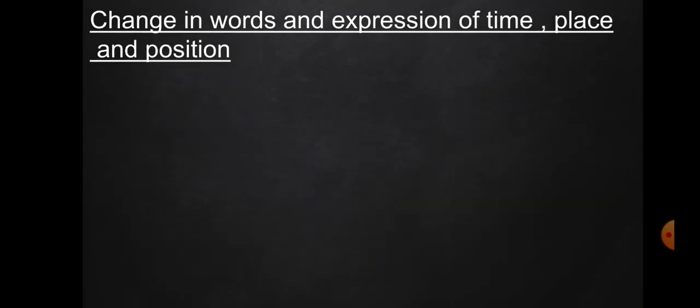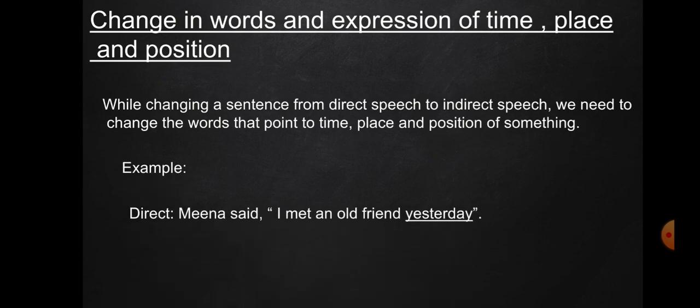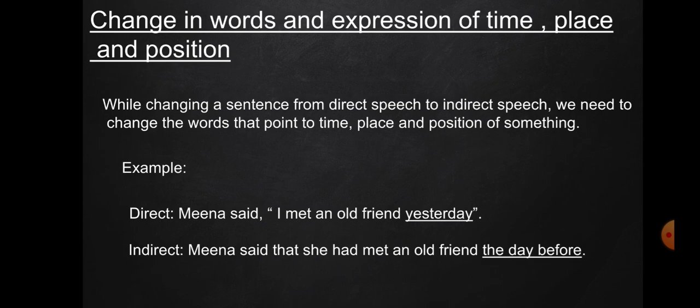Change in words and expressions of time, place, and position. Now, while changing a sentence from direct speech to indirect speech, we need to change the words that point to time, place, and position of something. Let's see one example. Meena said, I met an old friend yesterday. Here, yesterday tells you about the time, so it will change. In the indirect speech, Meena said that she had met an old friend the day before. So, yesterday changes to the day before.